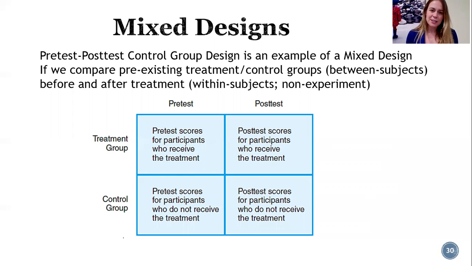We've got a between subjects factor, our different treatment groups, and we've got a within subjects factor, before or after treatment. And all of them are non-experimental because we're not manipulating group or time. So this is an example of a mixed design.